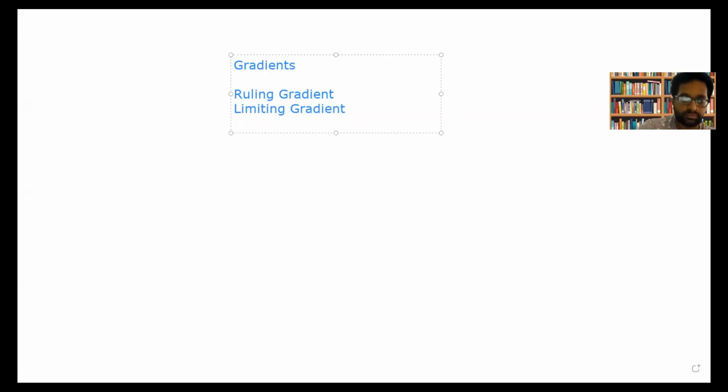We can write like this: gradients as per IRC are ruling gradient, limiting gradient, exceptional gradient, and minimum gradient. These are the different types of gradients.